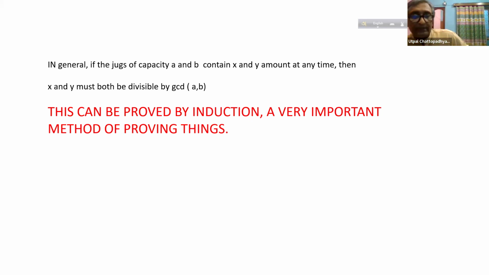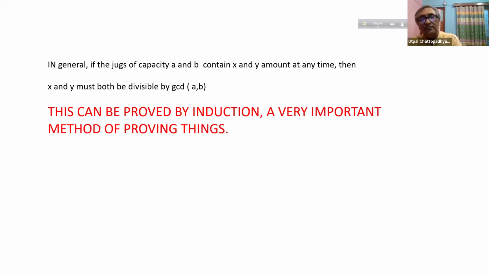But suppose you check 24 and 20. What's the greatest common divisor of 24 and 20? 4, right? So then you can show that if you took the jugs 24 and 20, then the amounts that you can have in these jugs must be divisible by 4.